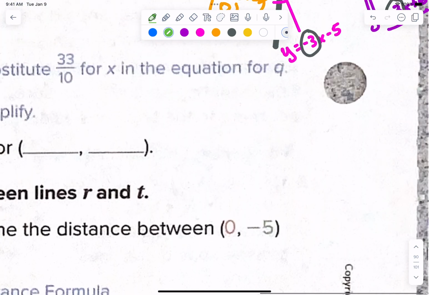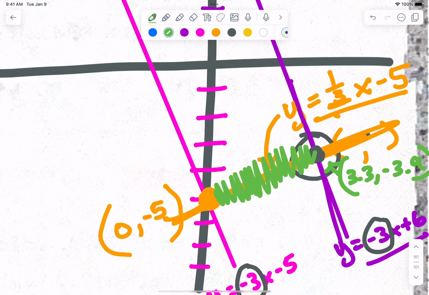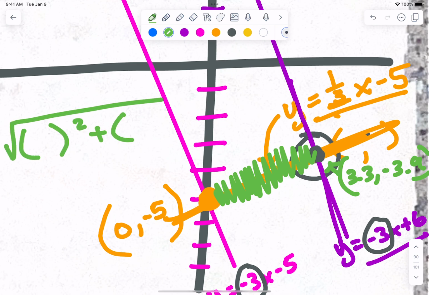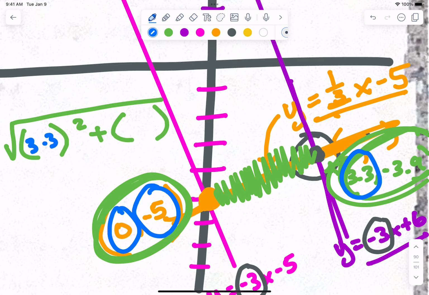Okay, so we have found this place where they cross, which is at 3.3 comma -3.9. Now, what are we trying to do again? I'm trying to find the distance. I'm trying to find this distance right here. So now I do the distance formula, okay? I'm going from this point right here to this 3.3, -3.9. So how far apart is 0 and 3.3? 3.3. How far apart is -5 and -3.9? 1.1.